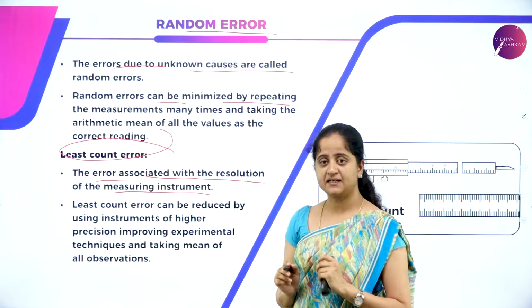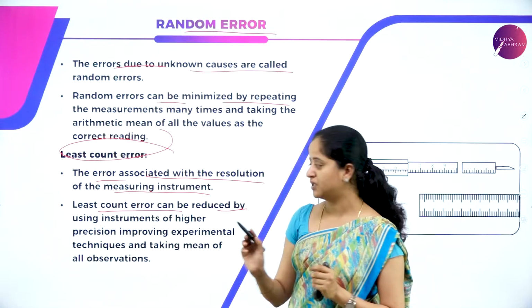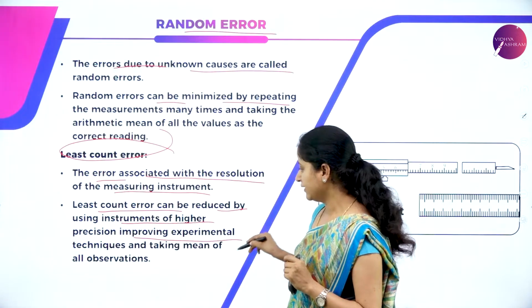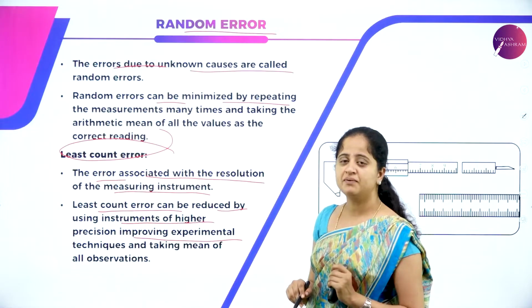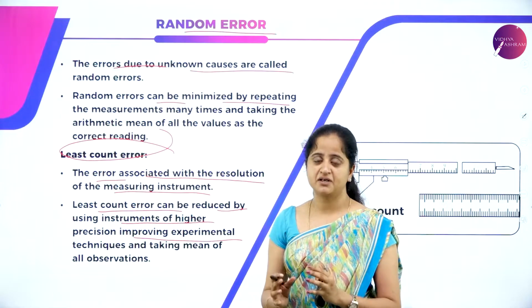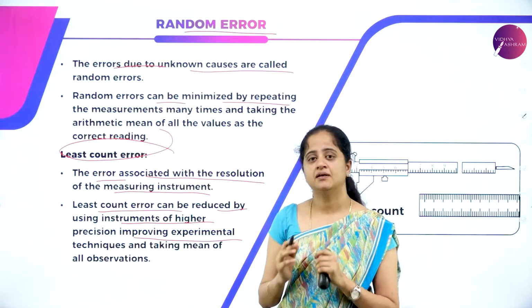So how can these errors be minimized? Least count error can be reduced or minimized by using instruments of higher precision, improving the experimental techniques, and also by taking the average of all the readings. This type of random error, that is least count error, can be reduced.